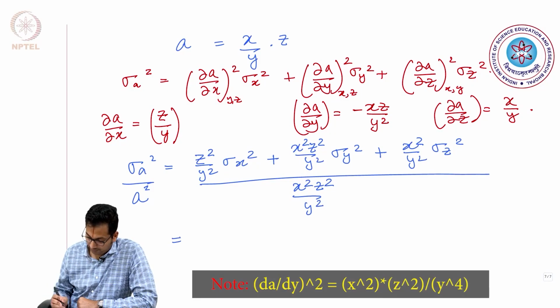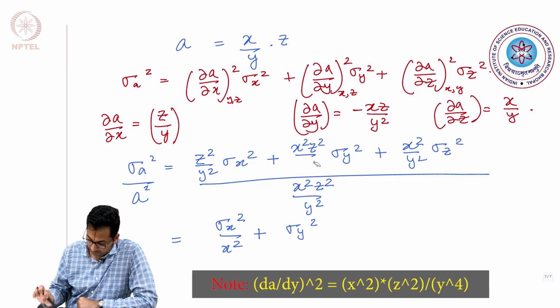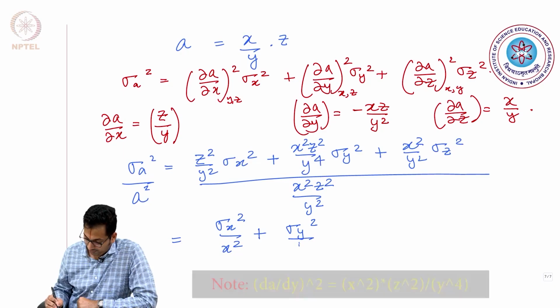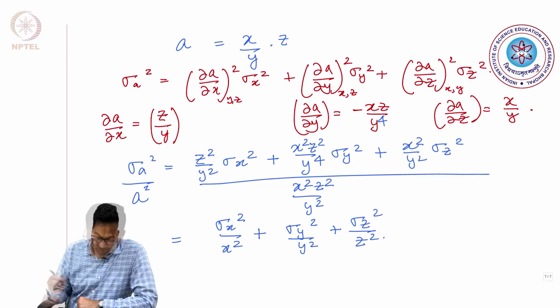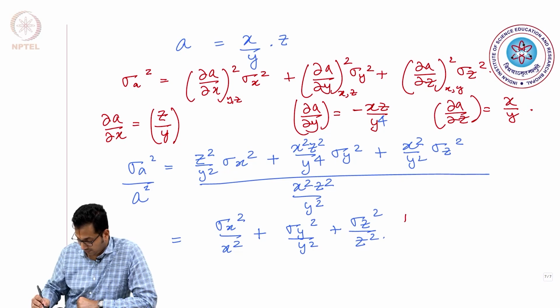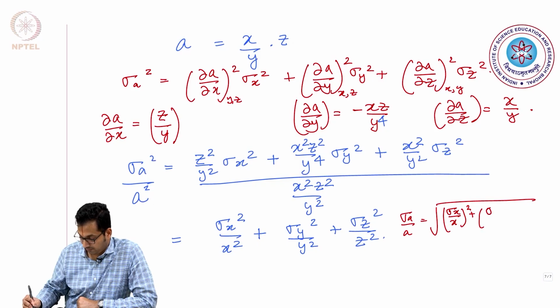So, immediately one is able to realize when we minimize this, it is going to be sigma x square by x square plus sigma y square by y square plus sigma z square by z square. So, therefore, this reduces to sigma A by A is equal to square root of sigma x by x the whole square plus sigma y by y the whole square plus sigma z by z the whole square.